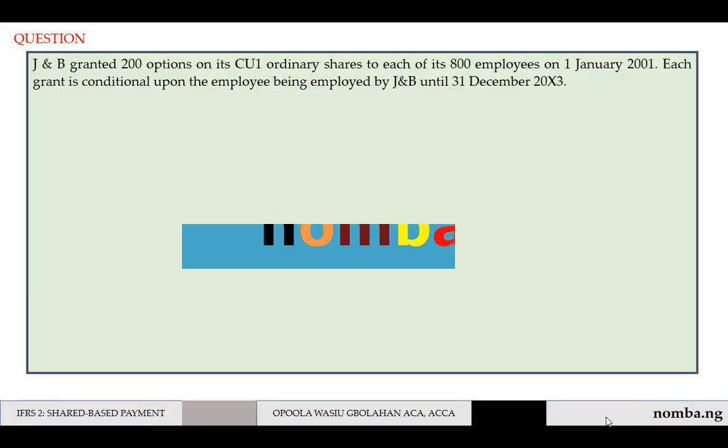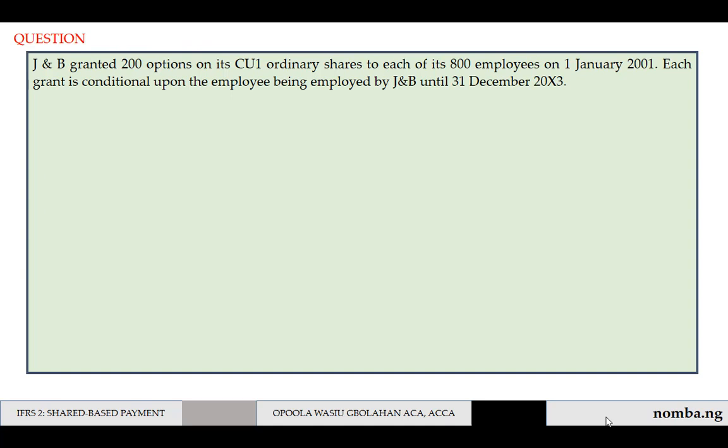Welcome back. Now, let's look at another question. It says that J and B granted 200 options on its one currency unit ordinary shares to each of its 800 employees on 1st January 2001. Each grant is conditional upon the employee being employed by J and B until 31st December 2003.